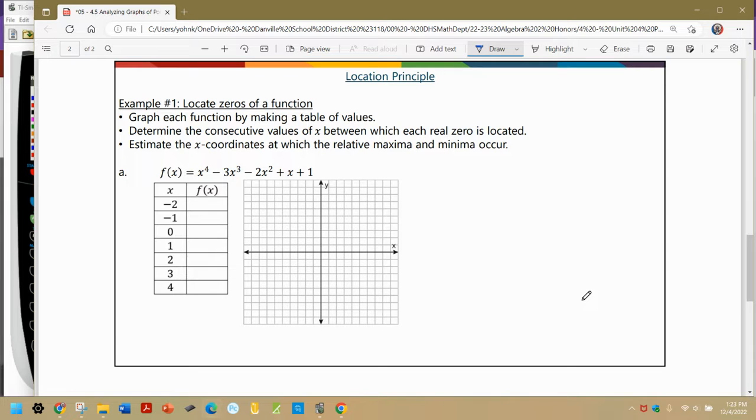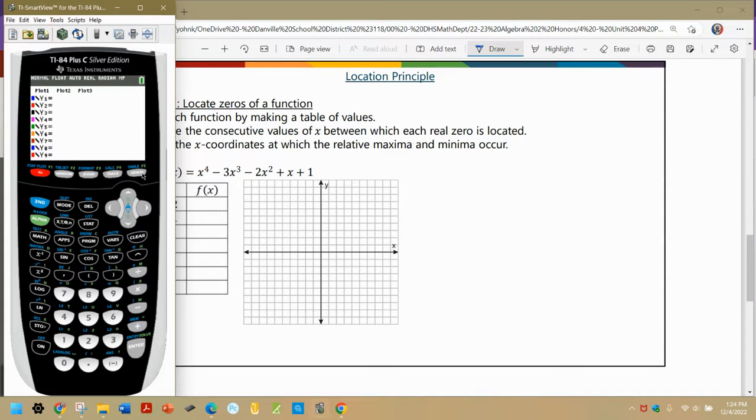So our first function, letter A, f of x equals x to the fourth minus 3x cubed minus 2x squared plus x plus 1. The first dot says to graph each function by making a table of values. Well, I've got this table of values here, and I've told you which x values I want you to substitute in. However, it would take forever if we were to sub in all those x values, so let's use the calculator. So go to your y equals, and let's type in our function.